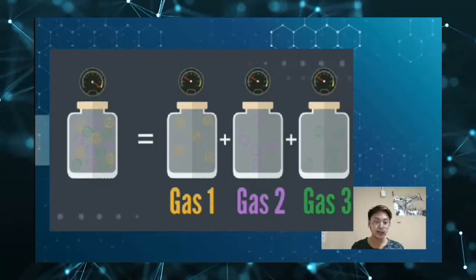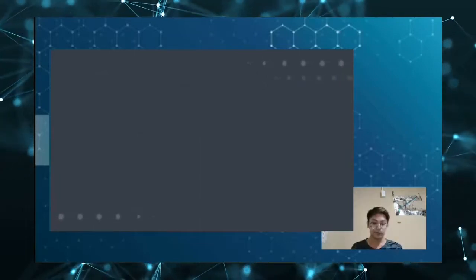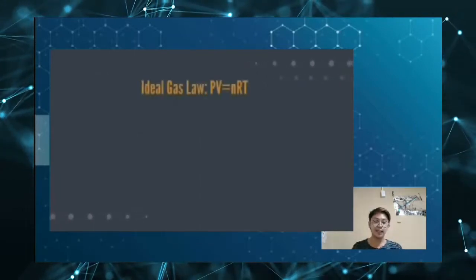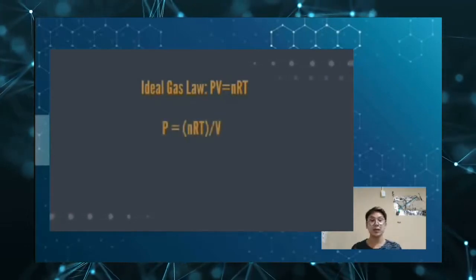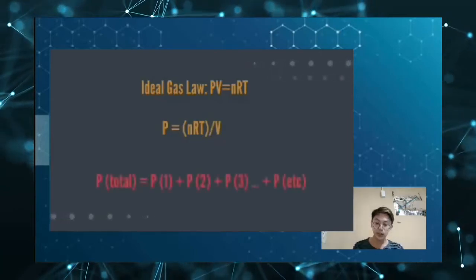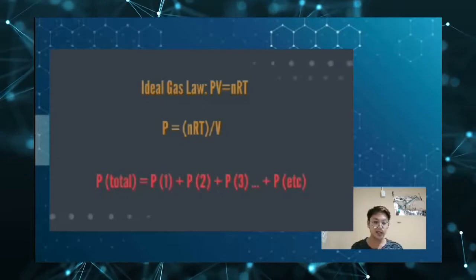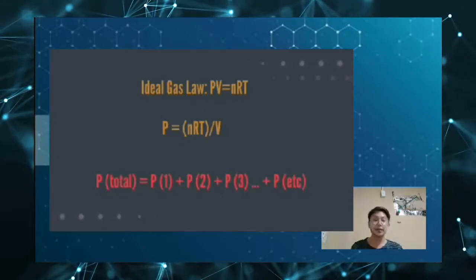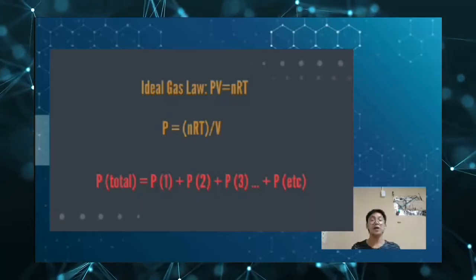Now let's look at the formula for Dalton's law of partial pressure. But first, let's arrive at the ideal gas law, where pressure times volume is equal to nRT. We can see that the pressure is equal to nRT over V. Now, in Dalton's law of partial pressure, at a constant volume we can add the partial pressures of the individual gases to equal the total pressure of the combined gases.